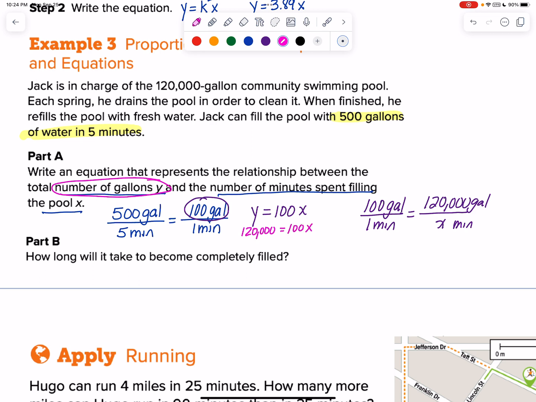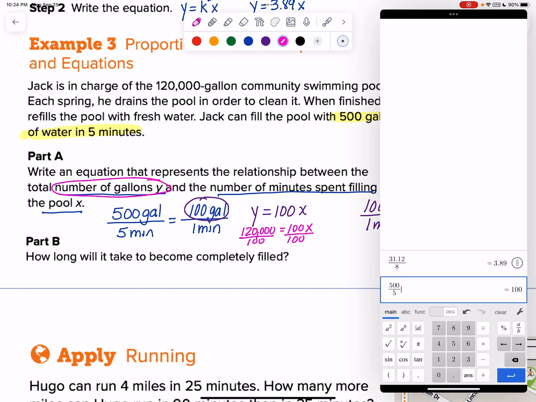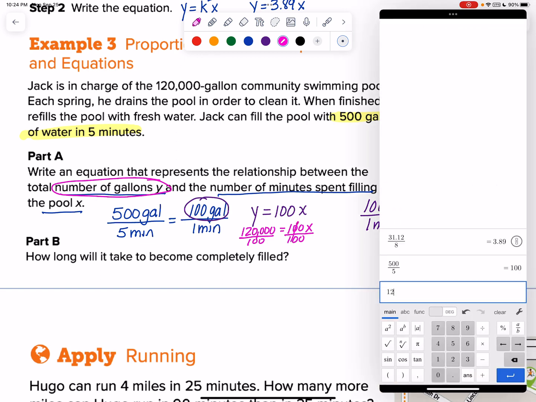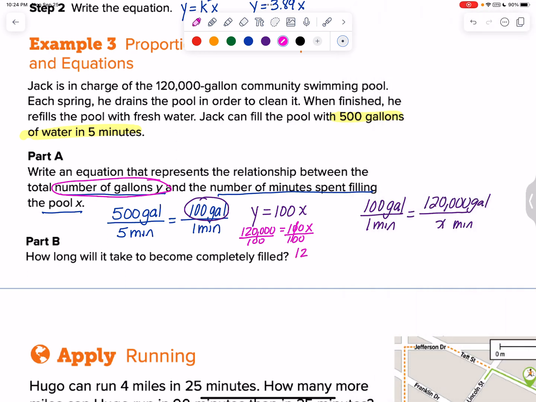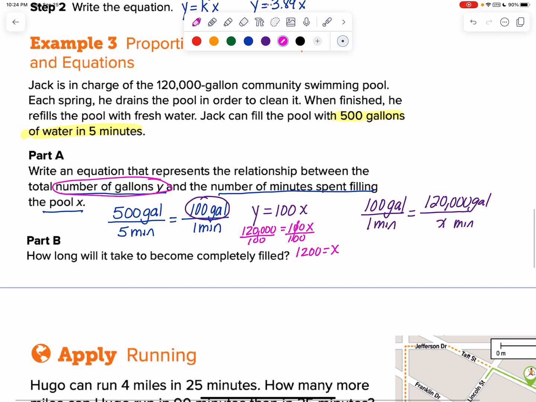So how do I get x by itself? Divide 100 both sides, which cancels out my hundreds, and you have 120,000 divided by 100, and we're going to move that decimal place, and we have 1,200 equals x. Okay, and because x is minutes, it is 1,200 minutes.